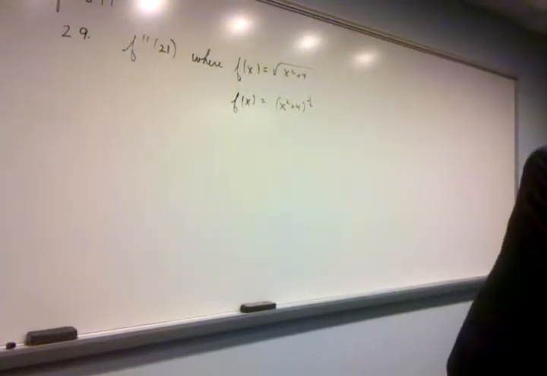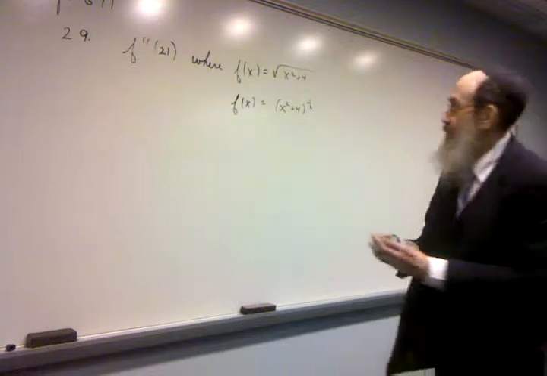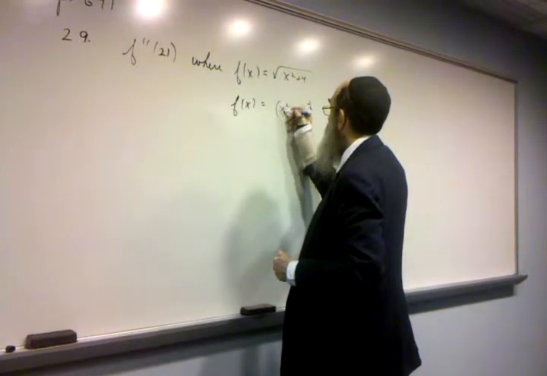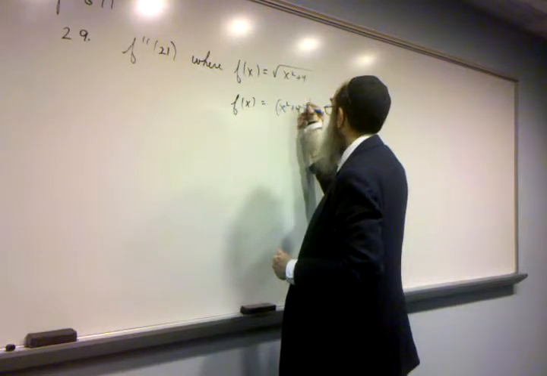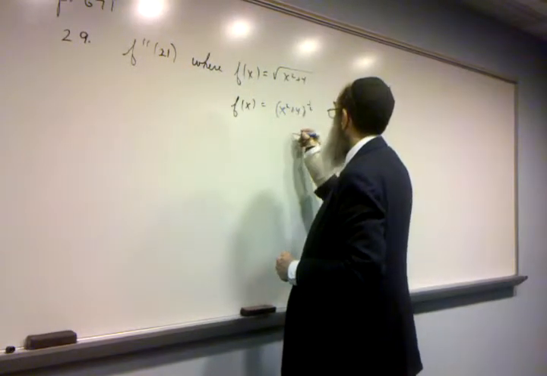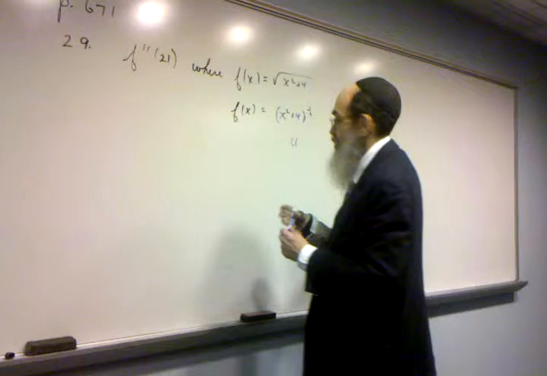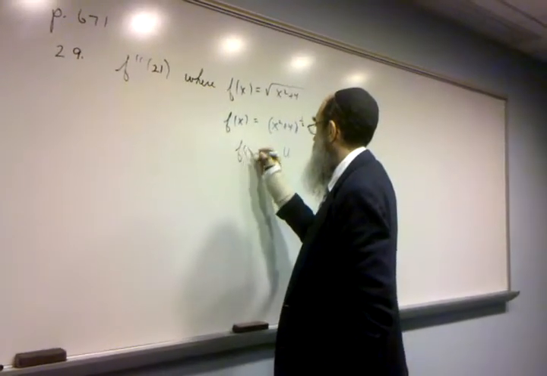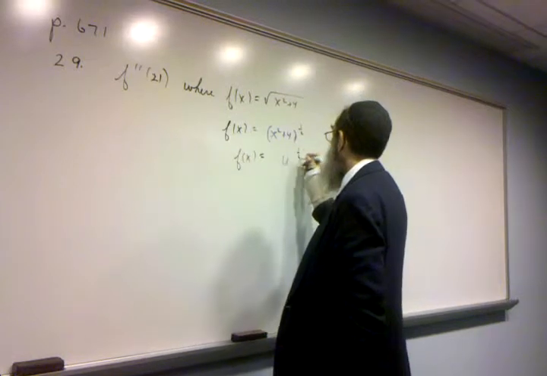We're going to now do the chain rule. We're going to call this thing right here, put in blue, u. So this is really u right there. So I'm going to rewrite f of x. F of x equals u to the 1/2 power.